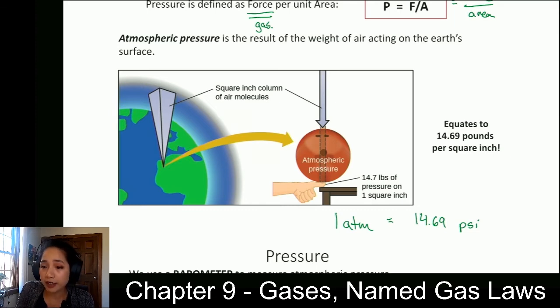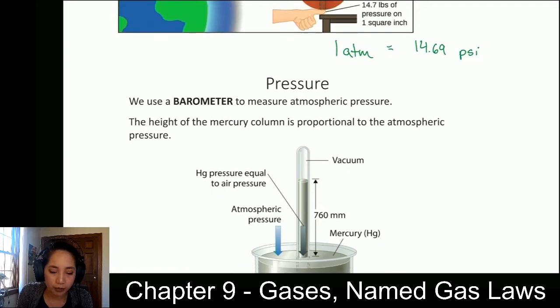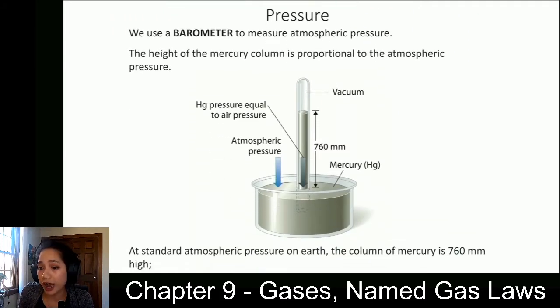But in the scientific realm and the chemistry realm, there's other ways to measure pressure of gases. Within the weather community, we can use a barometer to measure atmospheric pressure. You saw the barometer in our chemistry lab on the front wall, and that instrument measures the atmospheric pressure in that room.